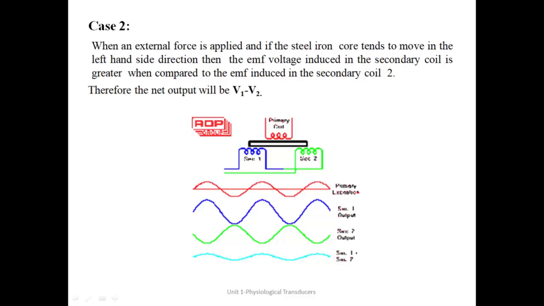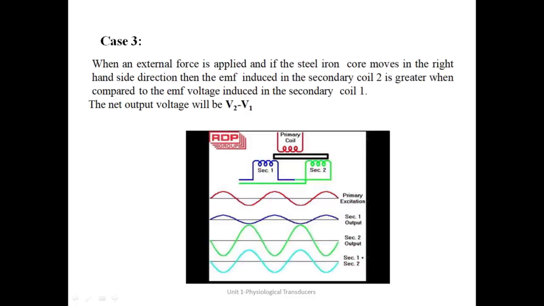So when the core has moved towards one side, the balance has got disrupted. Secondary 1 now has a higher voltage magnitude as compared to secondary 2, and because of that the resultant that we are getting is V1 minus V2. That means we get some positive value. Okay, some output we are getting.